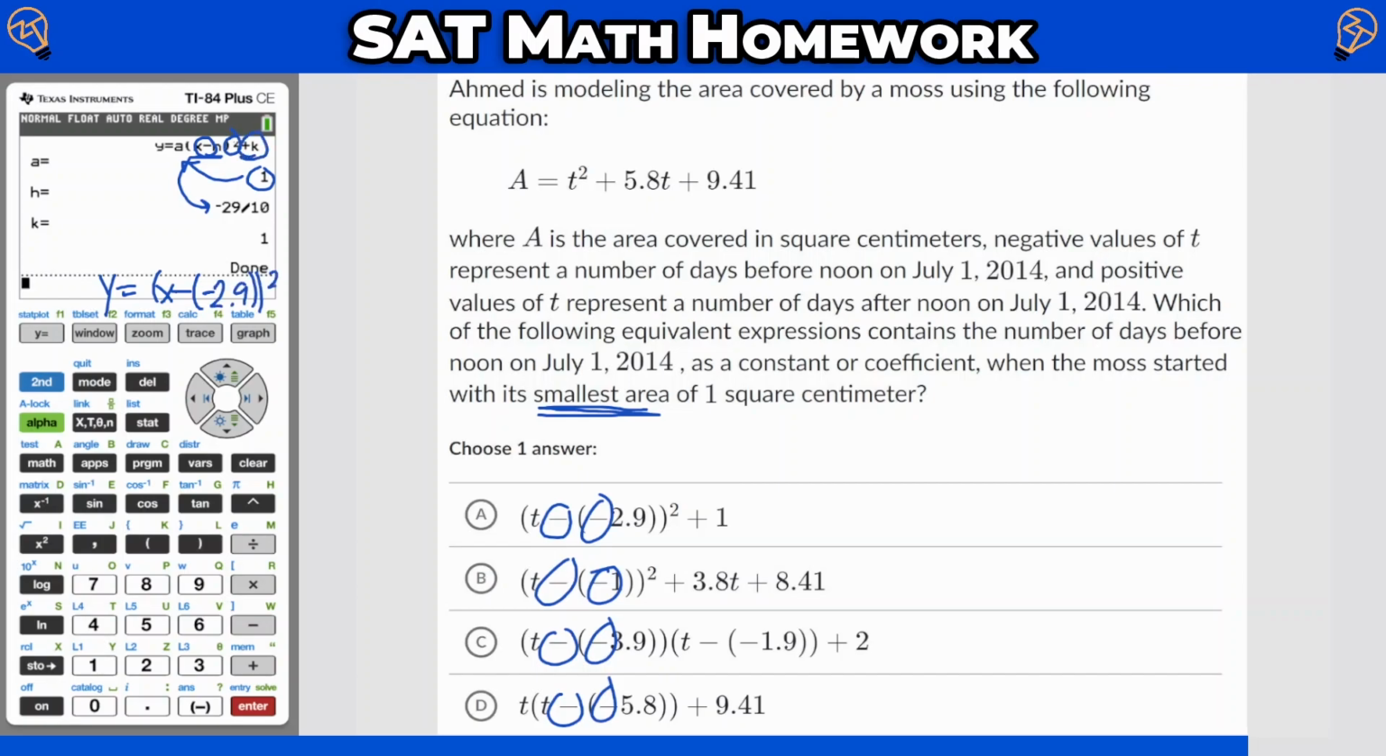And then notice the plus k means you don't have to flip the k value. So if it's a positive 1, we'll put plus 1. If it were negative 1, we would have put negative 1. And that all matches perfectly with A.